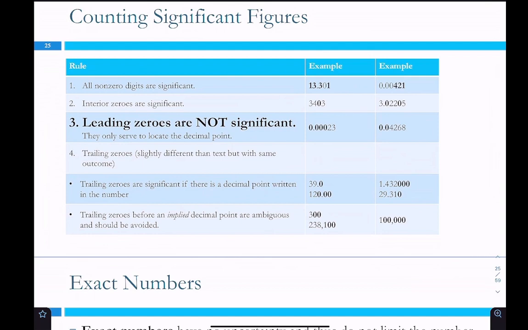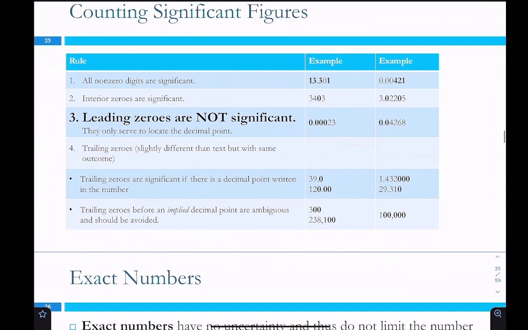All right, so all non-zero digits are significant. I think that's the easiest rule. Non-zero digits are significant, and this is assuming that you're reading a number that's been reported. This is not you making your own measurement. This is a reported number. So for example, 13.301, all of those non-zero digits are significant.